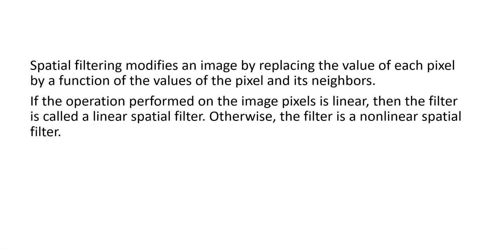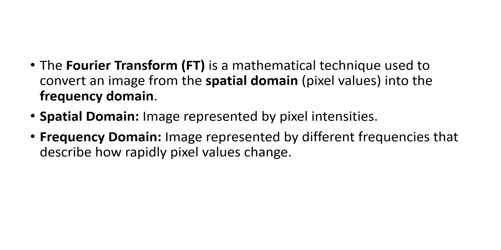Whatever image representation we have seen, that was all in spatial filtering, a spatial domain. Now we are going to see how we modify those spatial domain values to a frequency domain. So Fourier transform is basically the process of converting this image from spatial domain, that is the pixel values, to the frequency domain. Now what are these frequencies basically?